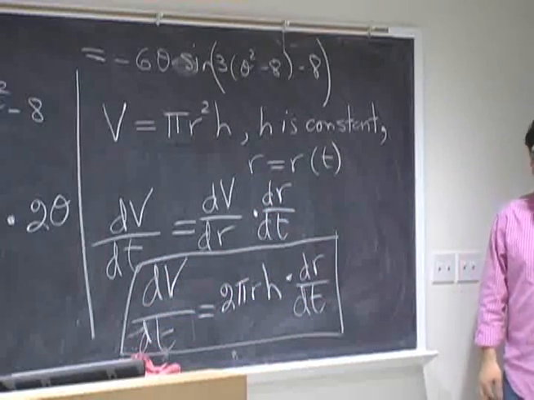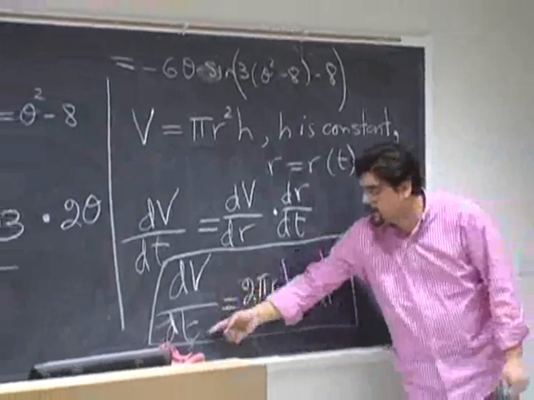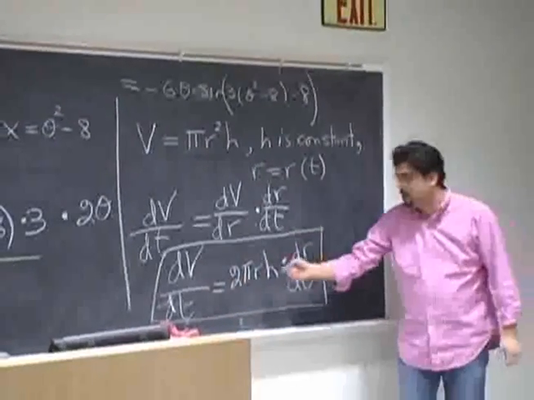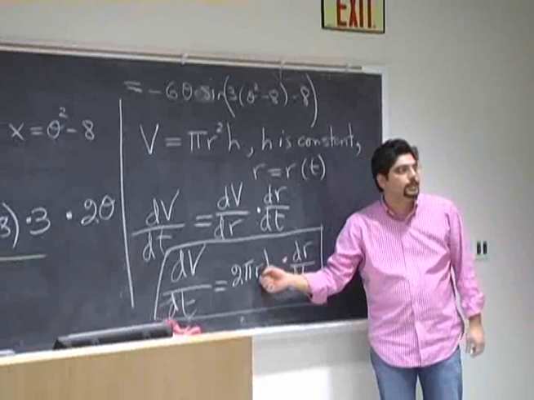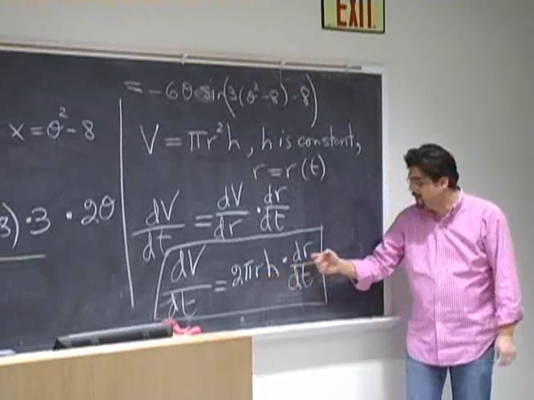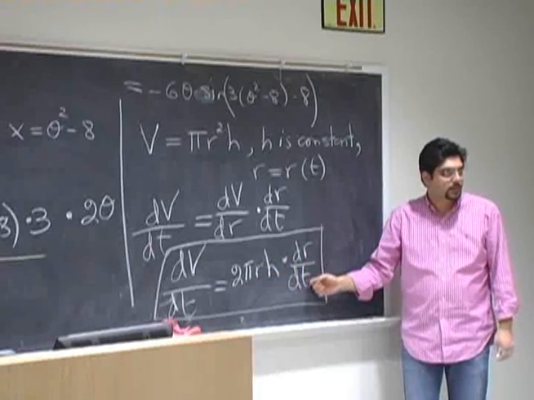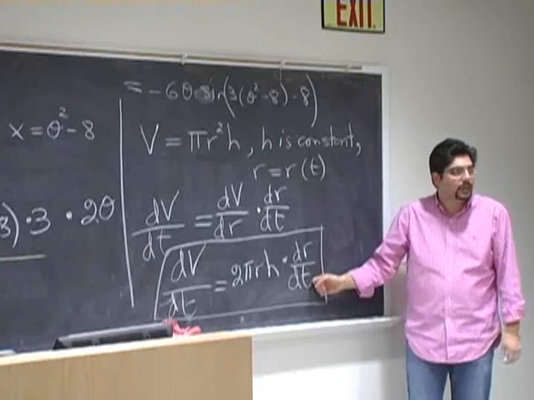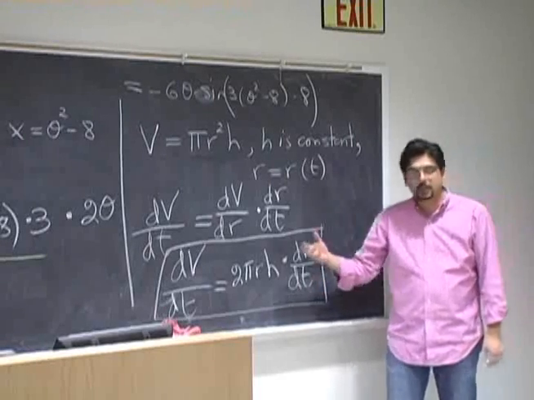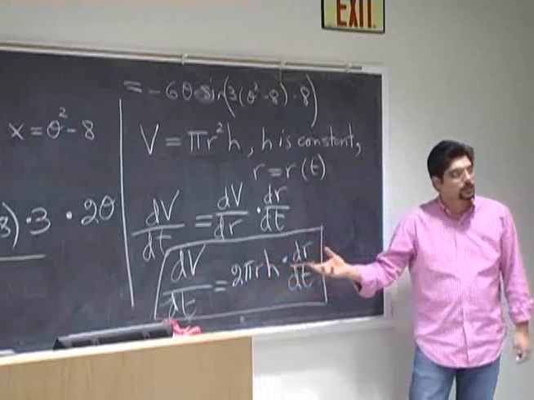So how fast the volume changes with time depends on what the radius is at that moment and how fast the radius is changing. If the radius is changing really fast, then we expect the volume to be changing fast.